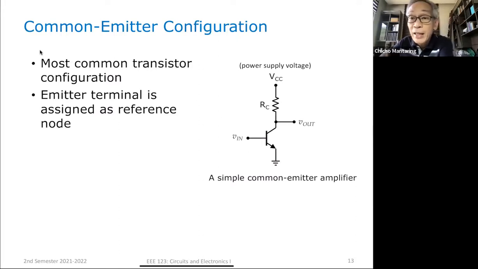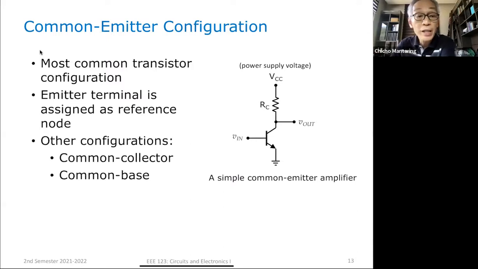Now, the emitter does not have to be directly grounded to be assigned as a reference. Sometimes there is a resistor between the emitter and the ground, but it is still called the common emitter configuration. But in this particular example, the emitter is directly grounded. And so I have my input voltage here with respect to my emitter, and my output also with respect to my emitter. That's why you call it common emitter.